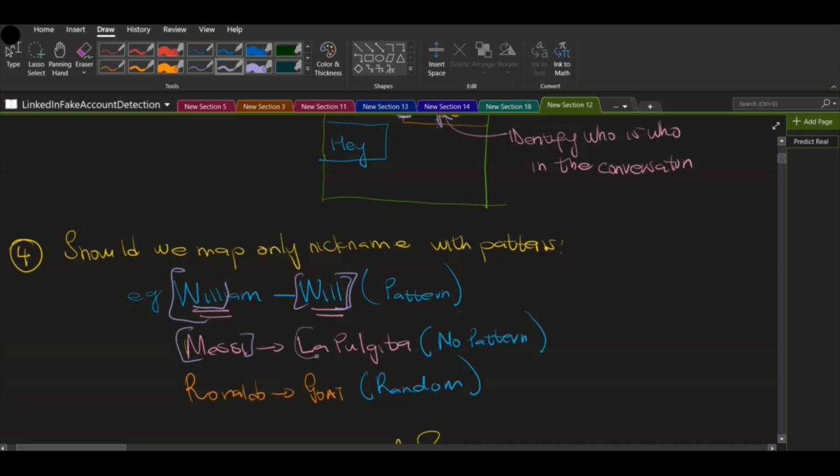But here there is no pattern. I don't know what the pattern would be. And Ronaldo, on social media, I call him Goat. And literally here, also, there will be no pattern.